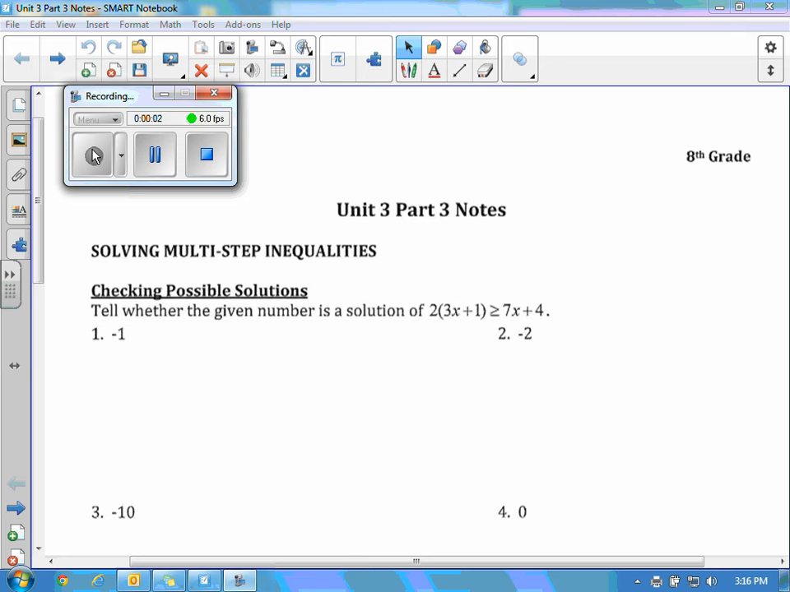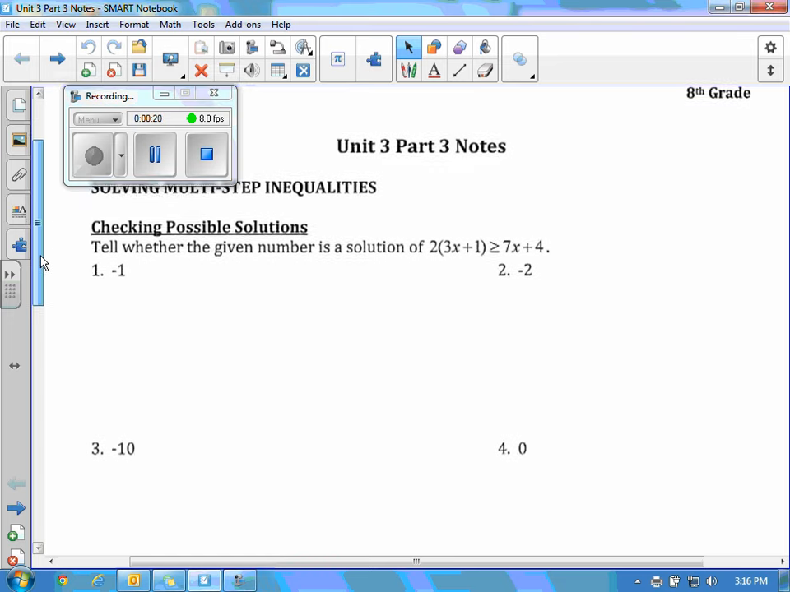In Unit 3, Part 3, we are looking at solving multi-step inequalities. So Part 1 was solving multi-step equations. Part 2 was one-step inequalities. Now we're going to move on to multi-step inequalities. Remember, it's just like solving equations. The only difference is there's an inequality symbol instead of an equal sign.